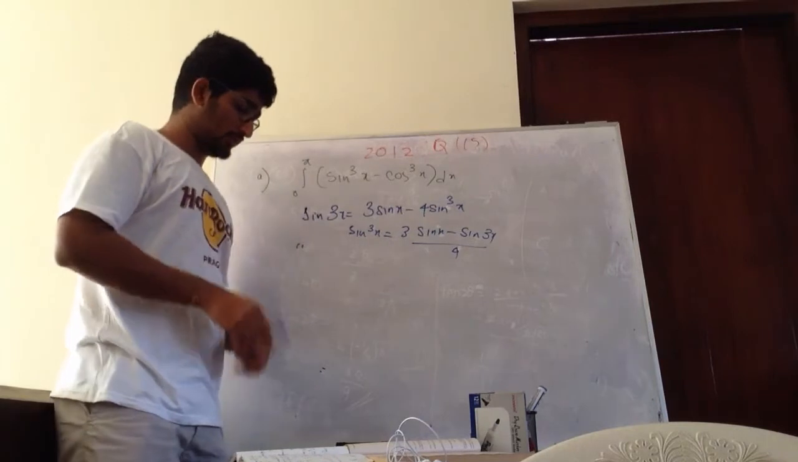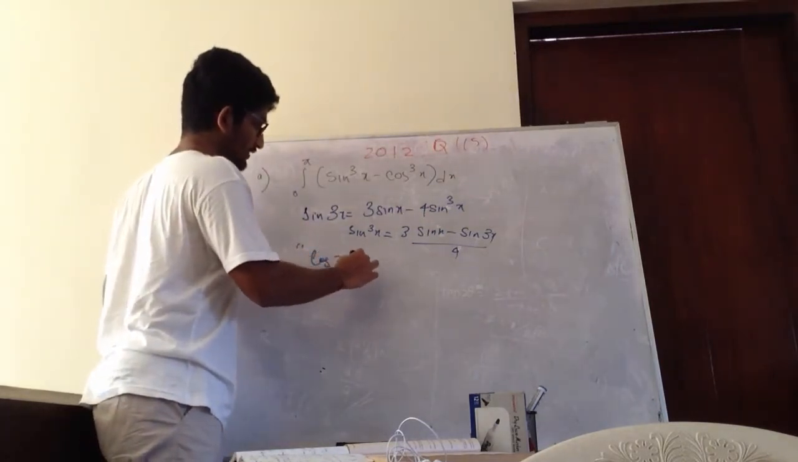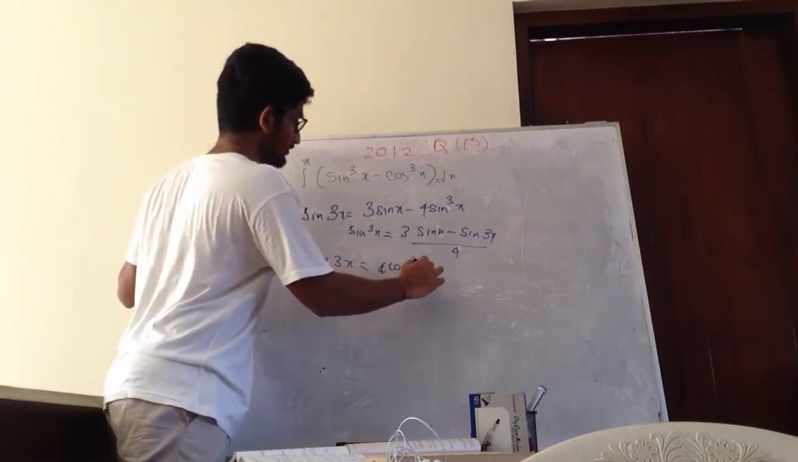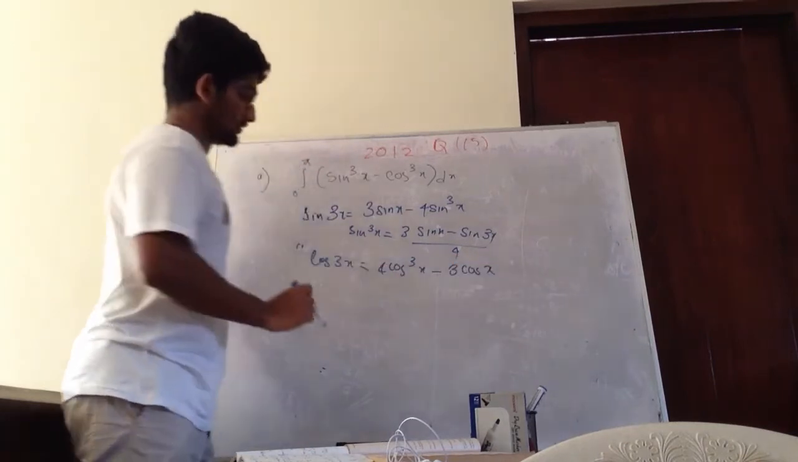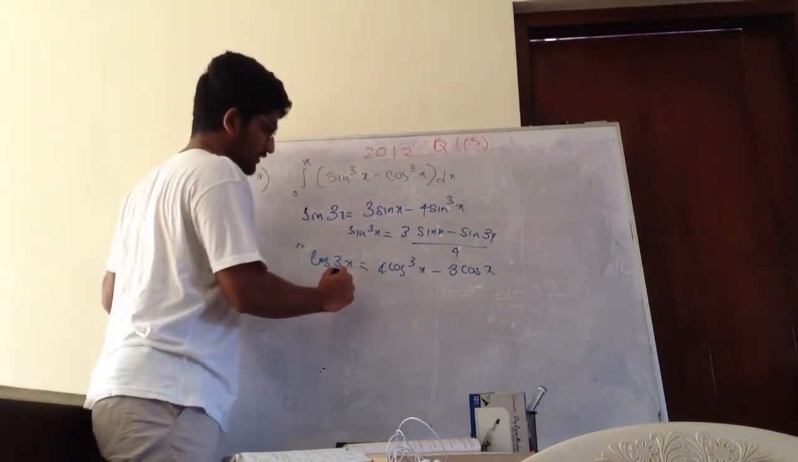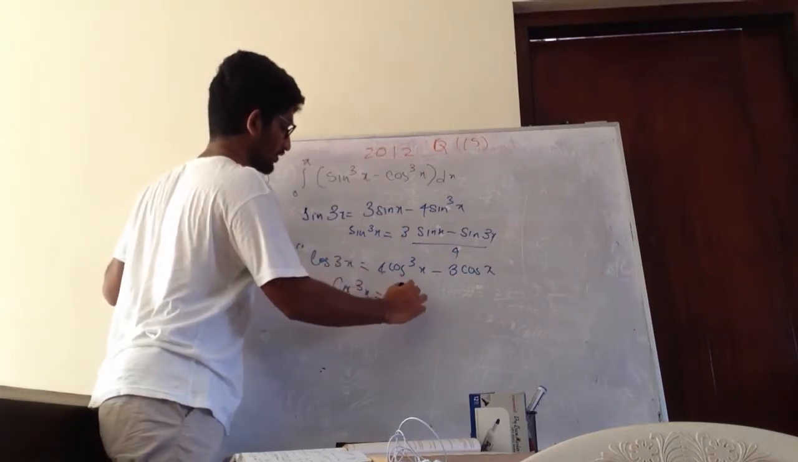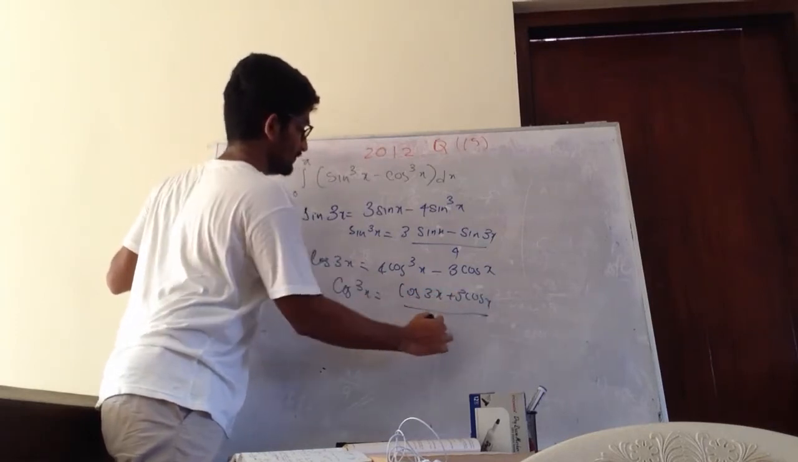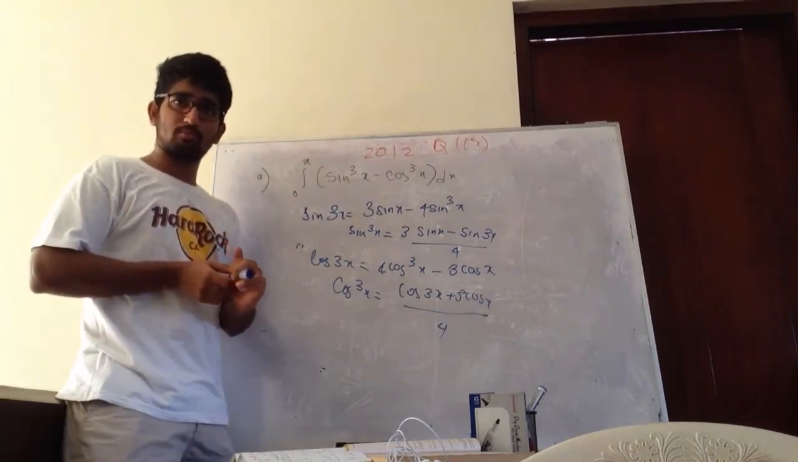Right, in the same way, you can do for cos 3x, which is equal to 4 cos cube x minus 3 cos x. Correct? So now you will get cos cube x as cos 3x plus 3 cos x over 4. Right, no problem.